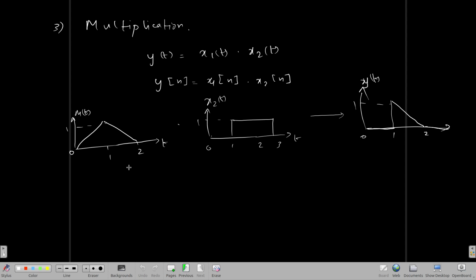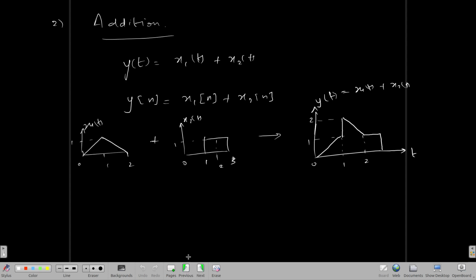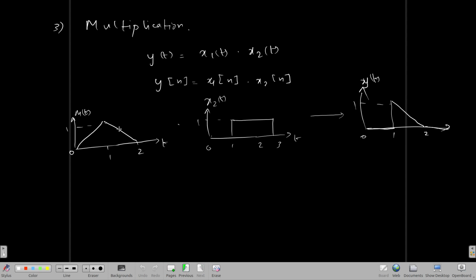Similarly, the same thing happens in the discrete domain, in addition and in multiplication also. The solution is trivial. Okay, so let's move on to the next one, which is differentiation. Okay, differentiation.